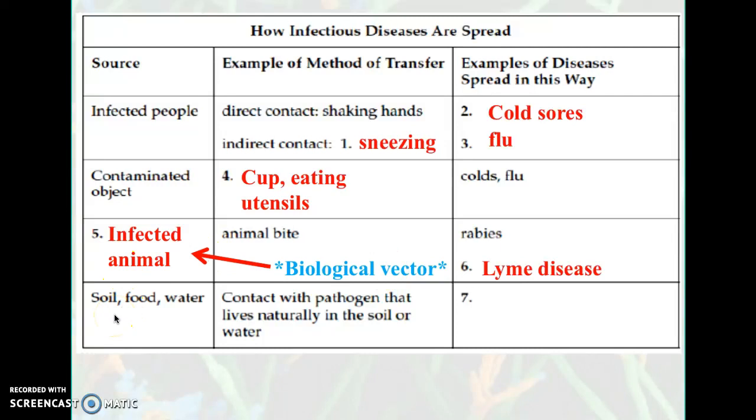All right, and then we said environmental sources, so those could be soil, food, water. Contact with the pathogen that lives naturally in the soil or water. All right, and some examples of that are salmonella. So foods that are undercooked may contain salmonella, Clostridium. The one video we'll watch talks about Clostridium botulinum. There are lots of strains of Clostridium. Clostridium botulinum is botulism, which could come from contaminated canned goods.